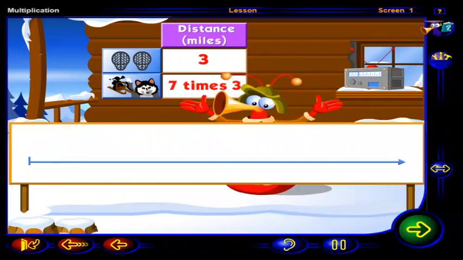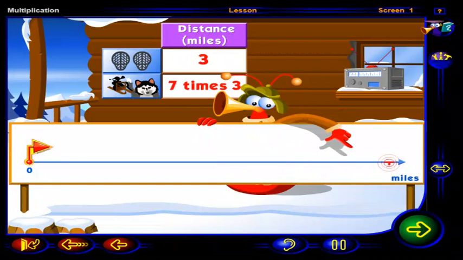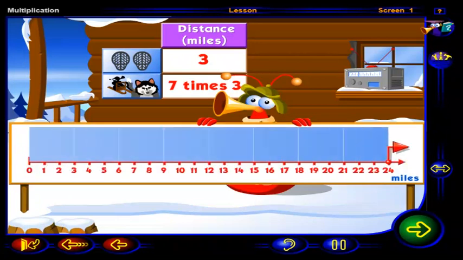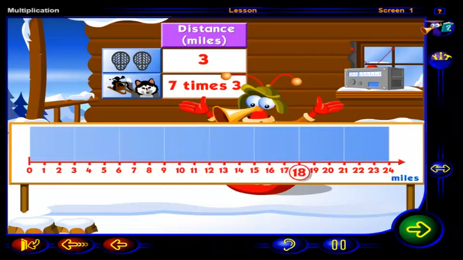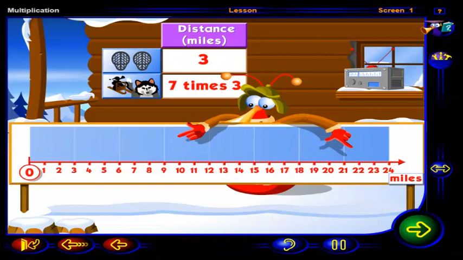Good thinking. We can use a number line. Let's label this mark 0 to show where the explorers started from. And since we're talking about distances in miles, we can label this number line miles. Drag the arrow to this mark. The marks on this number line go up to 24. So each of these numbers shows a distance in miles from 0.